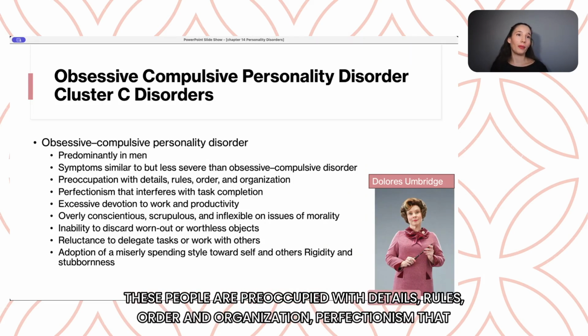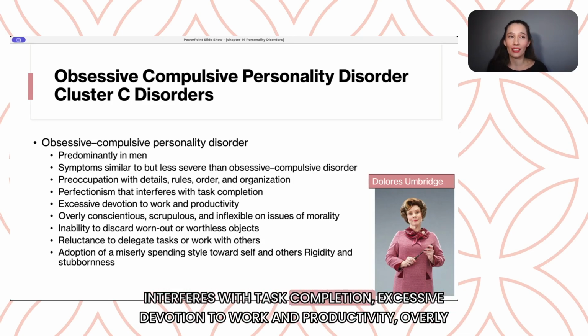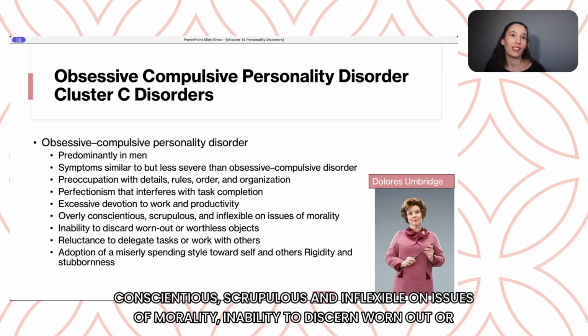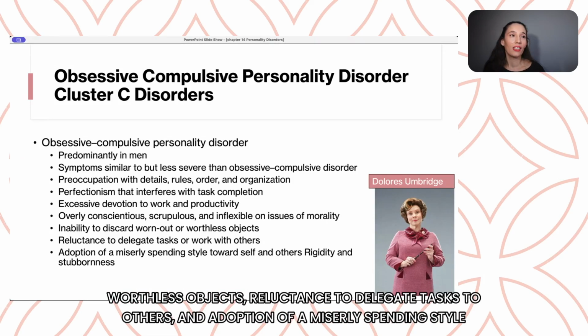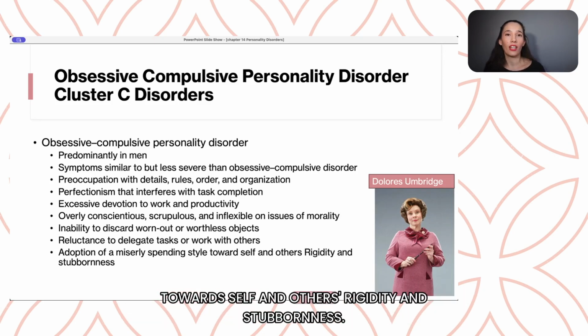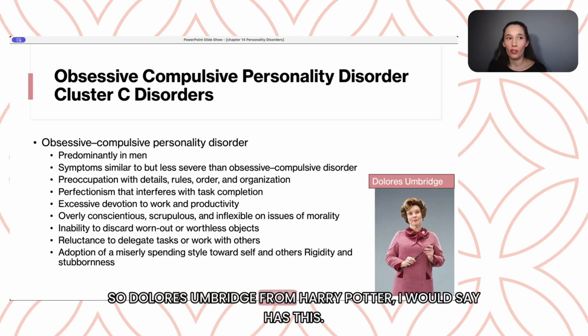These people are preoccupied with details, rules, order, and organization, perfectionism that interferes with task completion, excessive devotion to work and productivity, overly conscientious, scrupulous, and inflexible on issues of morality, inability to discard worn out or worthless objects, reluctance to delegate tasks to others, adoption of a miserly spending style towards self and others, rigidity and stubbornness. So Dolores Umbridge from Harry Potter, I would say, has this.